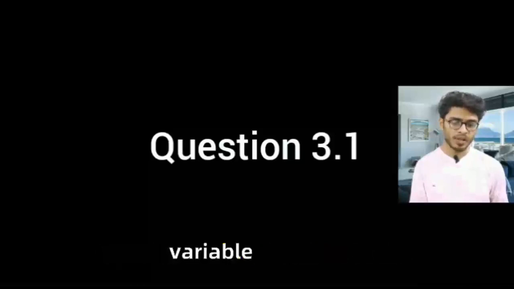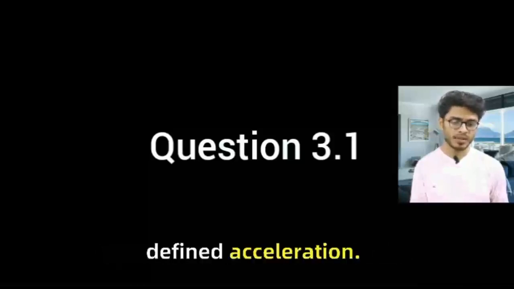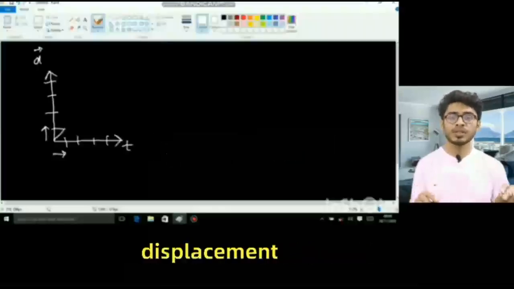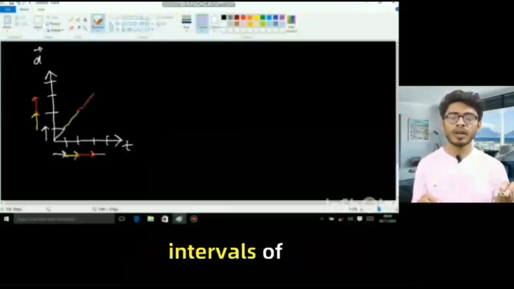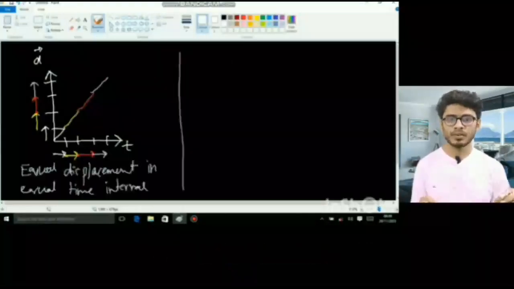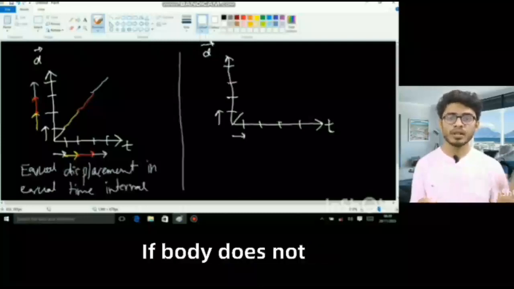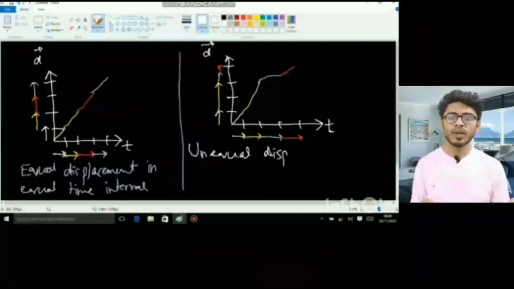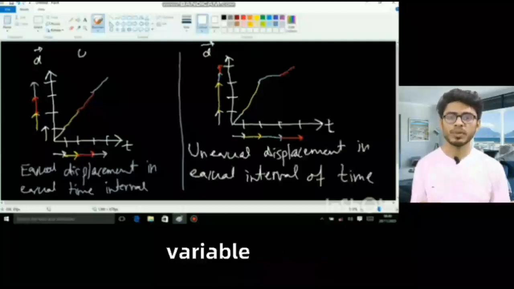From the explanation of variable velocity, define acceleration, give the SI units of velocity and acceleration. If a body covers equal displacement in equal intervals of time, then the velocity is said to be uniform velocity. If a body does not cover equal displacement in equal intervals of time, then the velocity is said to be variable velocity.